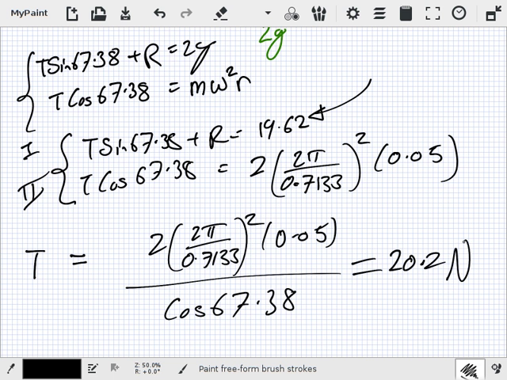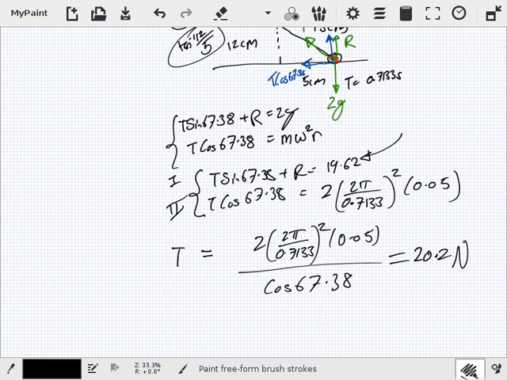Okay. Can I just draw the picture? My beautiful picture, yes.